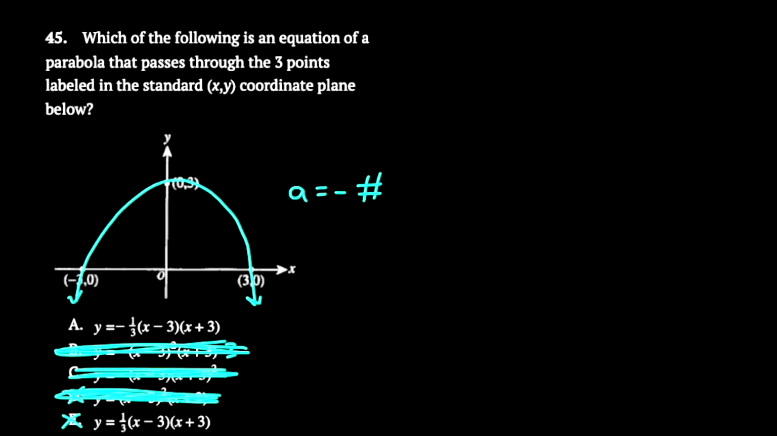We're just choosing between A and E, and we said it can't be E because the a value there is positive, right? We want our parabola to go upside down. We need the a value to be negative, so the answer would have to be A.